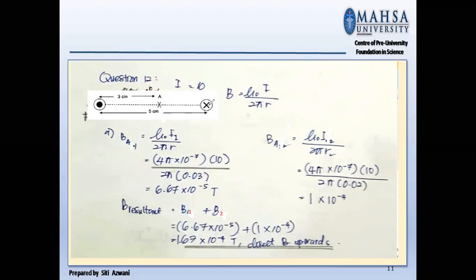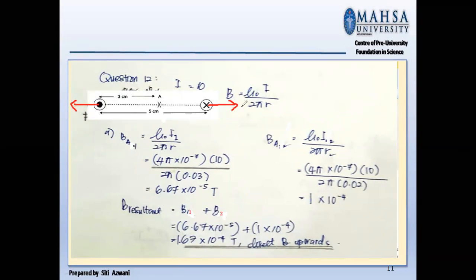So what happens to the force between the two wires? Attraction or repulsion? Refer back to your concept. Force between two wires is repulsion, they repel each other. So when you draw the direction to show the force between the two wires, first wire to the left, second wire to the right.